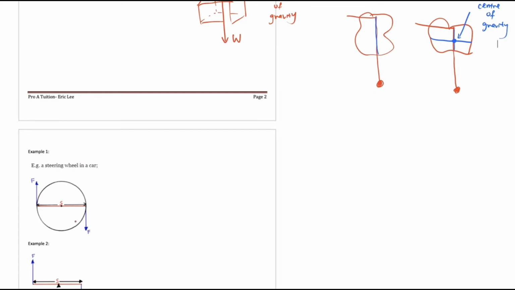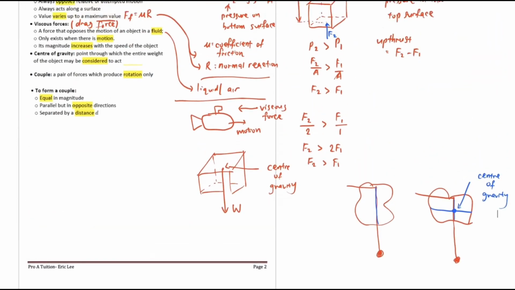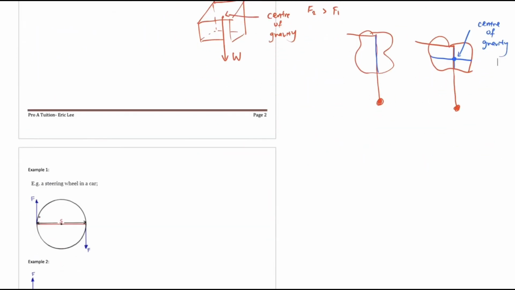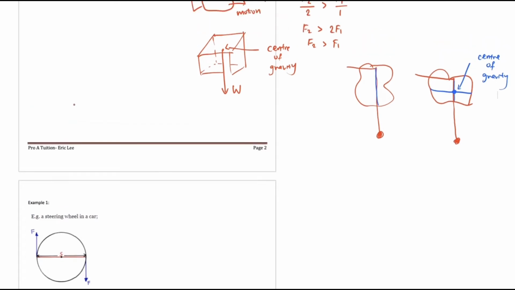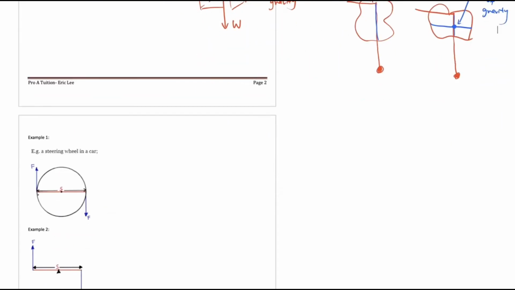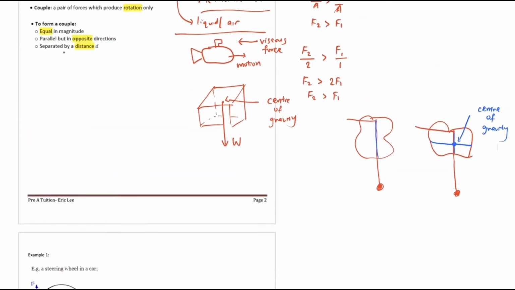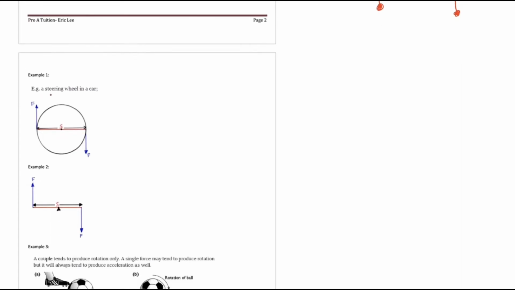So this is known as a couple because there are two forces which act in opposite directions but in equal magnitude. To form a couple, it must be two forces equal in magnitude and parallel but in opposite directions. You see they are parallel, in opposite directions, separated by a distance of d. The d must be the perpendicular distance between the two forces. They use s over there. So that is a couple.